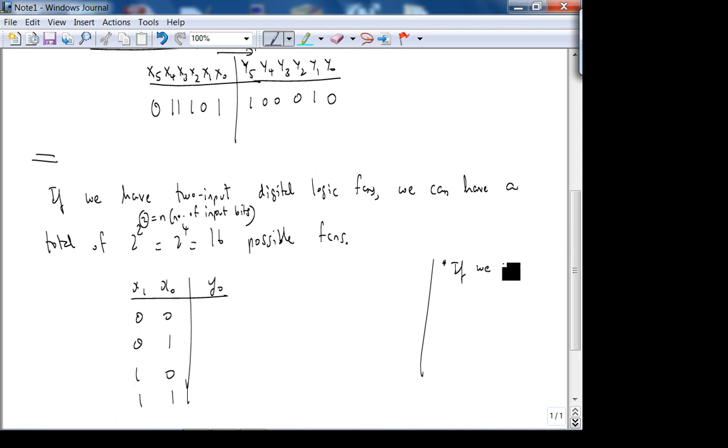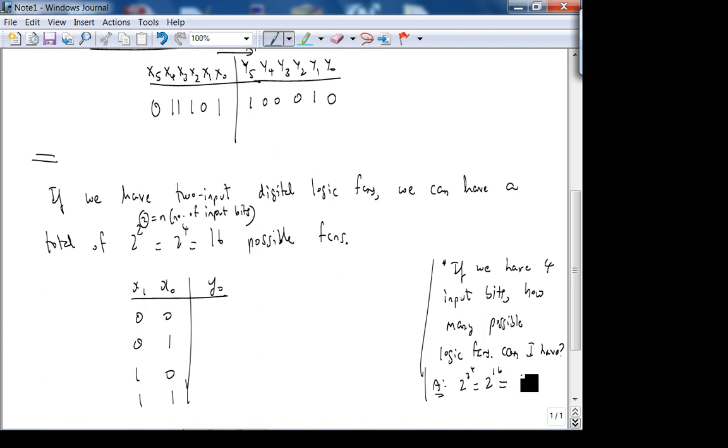Now if we have 4 input bits, this is a question I can ask on the exam, not the same question, but a question related to it. How many possible logic functions can I have? I have 4 input bits. It's not 16. 16 is the number of possible inputs I can have. So the answer is 2 to the 2 to the 4th, which is 2 to the 16.